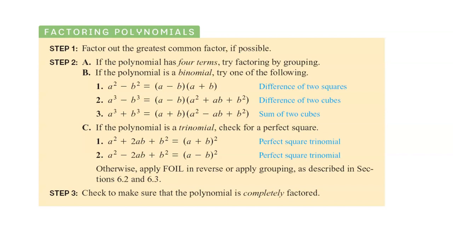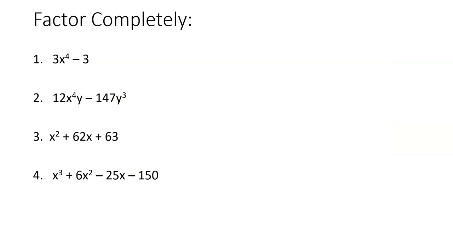So I'm not going to do every one of these. I think I have like 15 problems up here. But I'm going to pick and choose a few of my favorites, and we'll take a look at how these are done. So look at the first one, 3x to the 4th minus 3. First thing I'm going to do is pull out my common factor. So my common factor is a 3. When I do that, I'm left with x to the 4th minus 1.